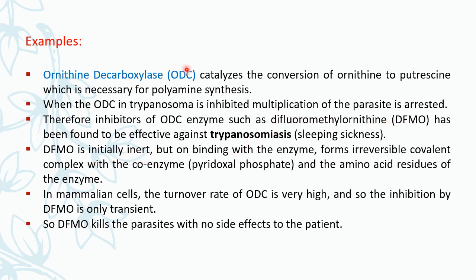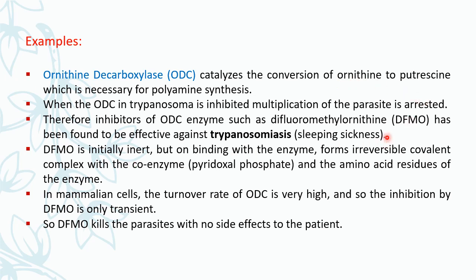So the enzyme ornithine decarboxylase binds with the DFMO. Instead of binding with the normal ornithine, it takes the difluoromethyl ornithine as substrate. After binding with the enzyme, the DFMO becomes activated and irreversibly binds, through a covalent bond, with the coenzyme of the enzyme system, that is pyridoxal phosphate. Pyridoxal phosphate is the coenzyme for this reaction, the conversion of ornithine to putrescine.